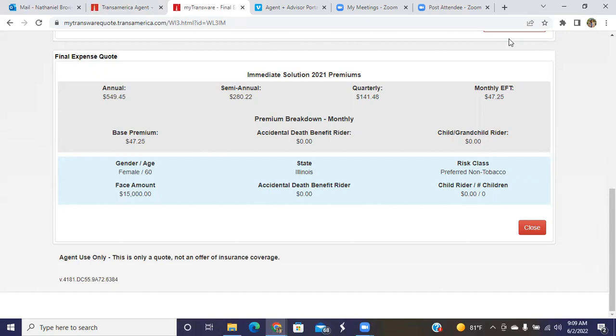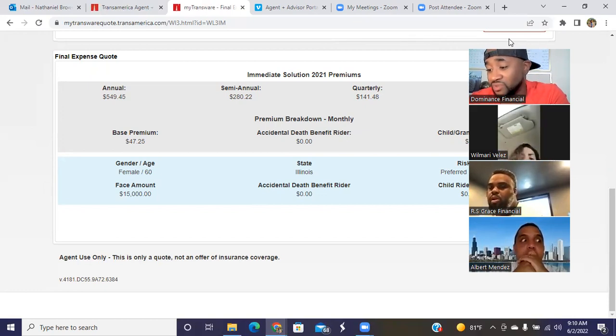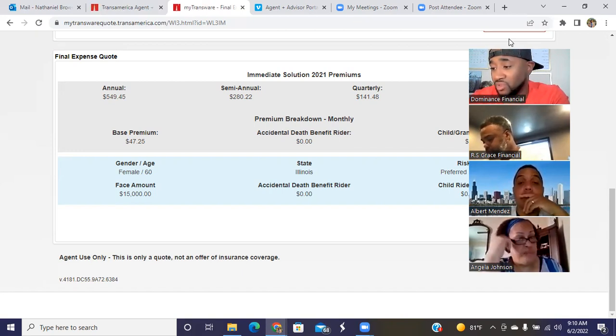We always want to compare apples to apples, oranges to oranges. Let's see how it compares price-wise to another carrier. Does anybody have another carrier they can pull up real quick and do a comparison? I always have my Mutual of Omaha app ready, but if anybody else has another carrier they can pull up, let's do a quick comparison.